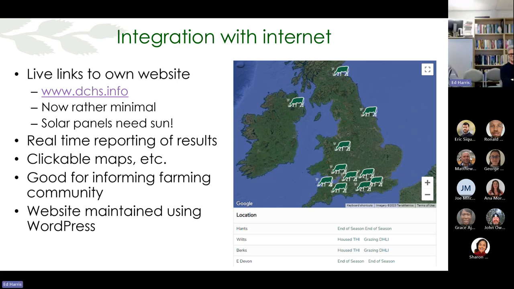So farmers could see what was going on. We've also integrated it onto a website on the internet. That's the web address, but it's not working very well anymore because everything's solar powered, and solar power over the last 2 weeks has not been a real good one. So they're all just slowly going to sleep.